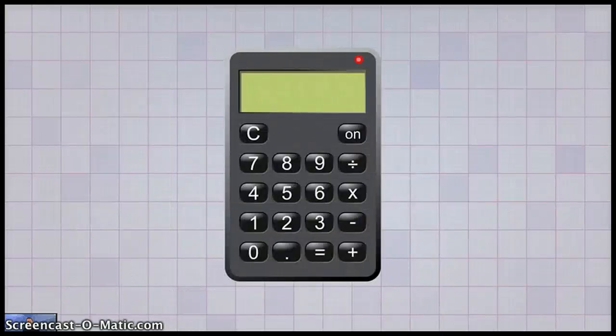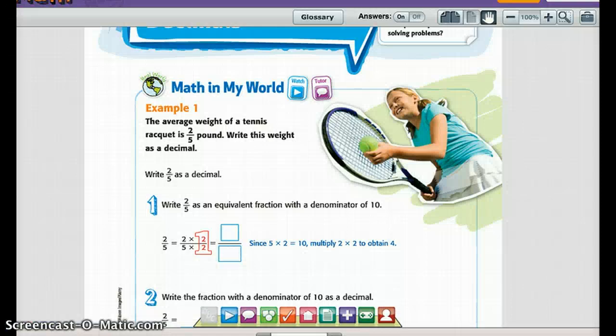Alright, so all we have to do to convert a fraction into a decimal is divide. So far, we've been doing that the hard way. But now, we're going to do it the easy way. We're going to use a calculator. Let's try a couple with a calculator and see what we get. To convert 1/4. Okay, here's an example in your book.